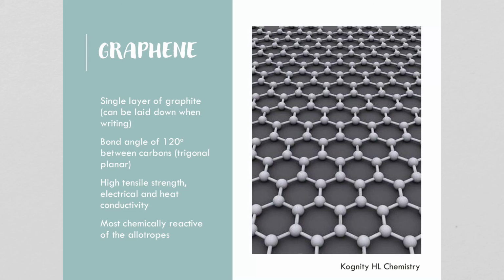These molecules, or these allotropes, have a high tensile strength. They have high electrical and high heat conductivity. They're actually the most chemically reactive of all the allotropes. And the high tensile strength, a sheet of graphene has a tensile strength 1,000 times higher than steel. So graphene is very, very strong, and their high electrical and heat conductivity could have some applications in, for instance, circuit boards. So graphene is quite an interesting allotrope, and it's one that's being explored for some handy uses in the future.